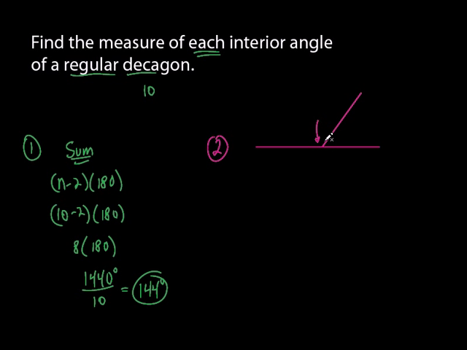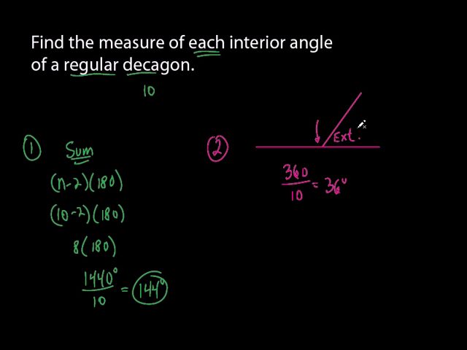Remember what's true about the interior and the exterior. They're supplements of each other. So I can actually find the exterior angle, and then all I've got to do is take that away from 180, and I've got this. Watch how easy it is to find the exterior angle. Remember, all the exterior angles add up to 360 degrees. Well, how many exterior angles are there? There's just as many as there are interior angles. It's a decagon, so there's 10. So each exterior angle is just 36 degrees.